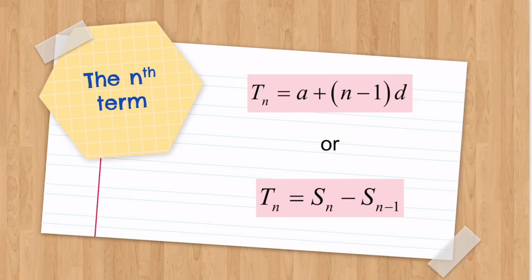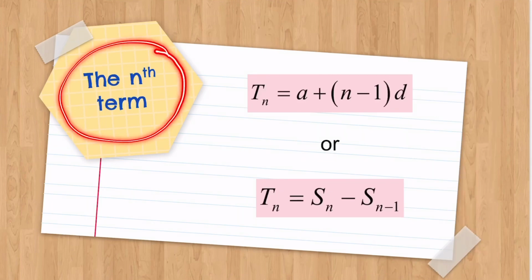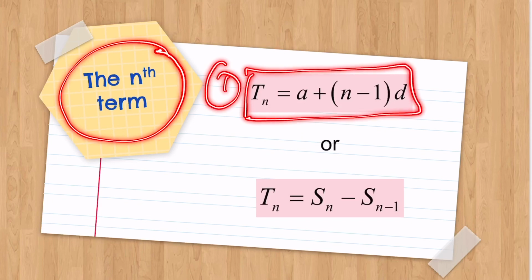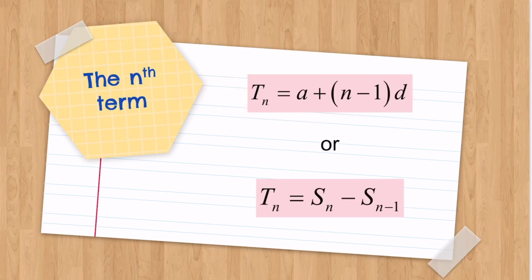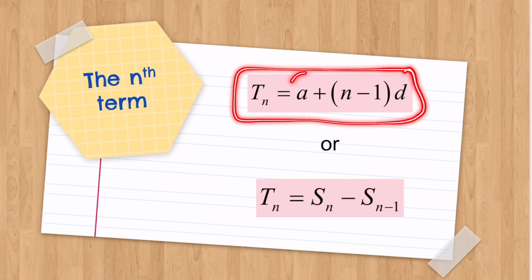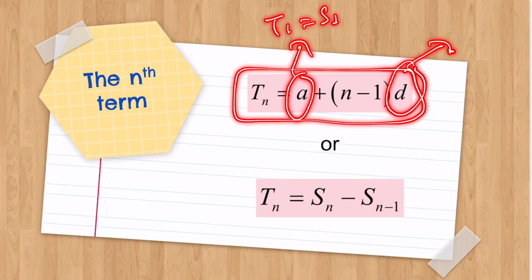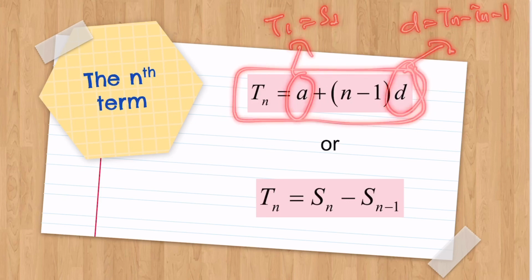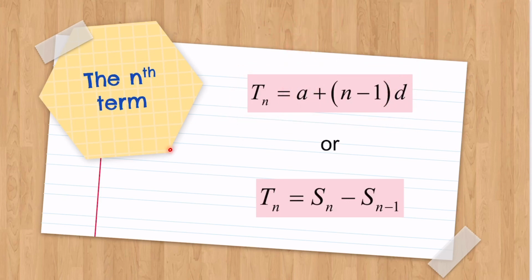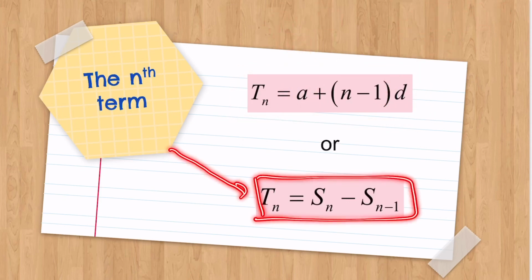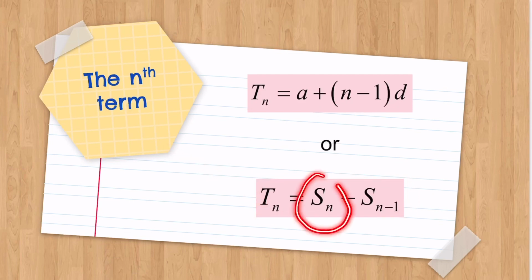We have two formulas in order to find the nth term of an AP. The first one is Tn equals a plus n minus 1 d. So bila you nak guna formula ni, you can use this formula if you are given your a and your d. What is your a? a is your T1, also equals to S1. What is your d? Your d equals Tn minus Tn minus 1. Okay. And you can use the second formula, which is Tn equals Sn minus Sn minus 1, if you are given the sum formula.